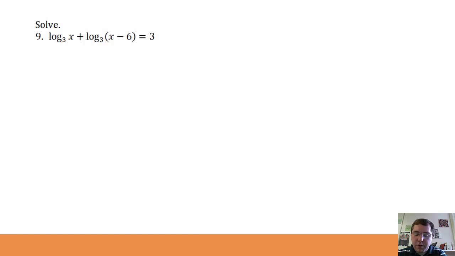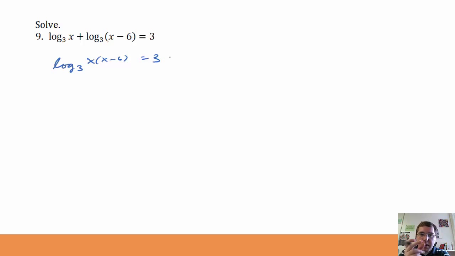Number 9, let's solve this equation. Log base 3 of x plus log base 3 of x minus 6 equals 3. Well, let's combine those two logs on the left-hand side. So we'll make it log base 3 of x times x minus 6 equals 3.